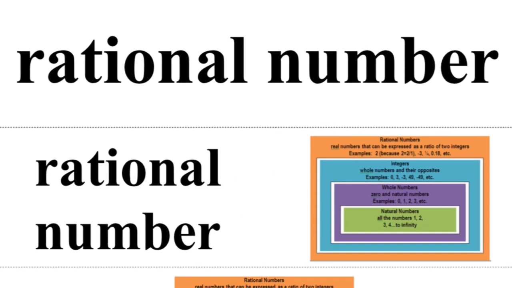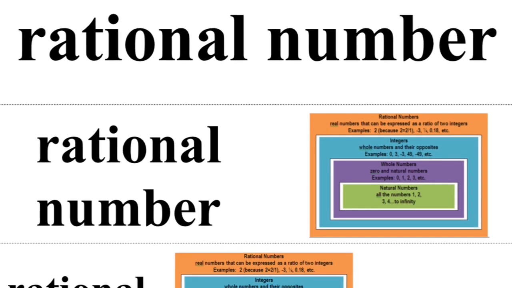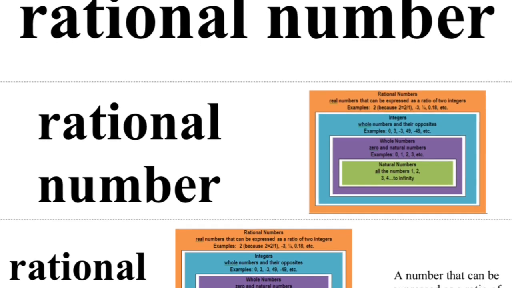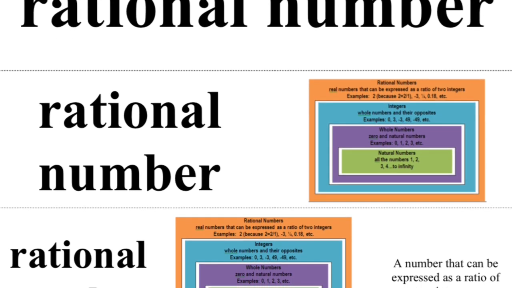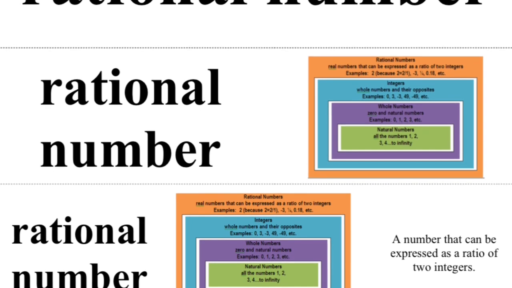A rational number is any number that can be written as a fraction. For example, 2/3 is rational. 0.5 is rational because it could be written as 1/2. 3 is rational because it can be written as 3/1.